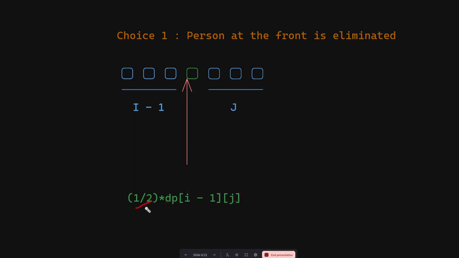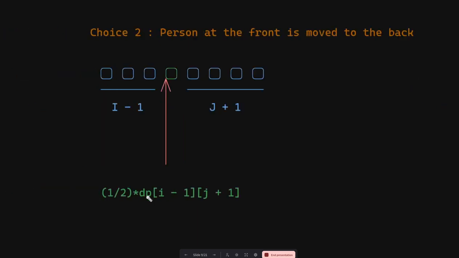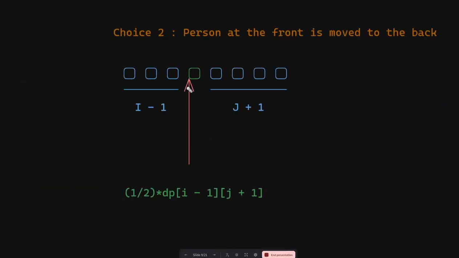So this will happen with a probability of half. Similarly, the person at the front can be moved to the back of the queue. So one person was removed, that's why I minus 1, and one person was added to the back of the queue, so that would be j plus 1. So with probability half, the person standing at the front of the queue will be moved to the back of the queue, and now we are interested in the answer for dp I minus 1 and j plus 1.